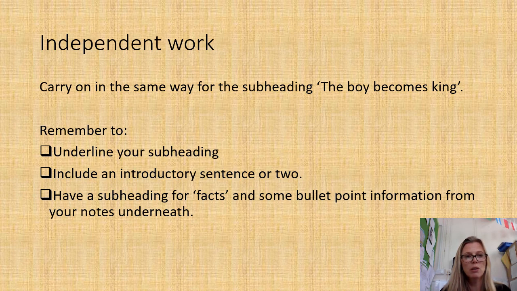So you must underline your subheading. That's really important to show that it's a subheading and make everything nice and neat. Include an introductory sentence or 2 about Tutankhamun at this age when he became king. So make sure it's not information about later on or earlier on, it's just about this bit when he's about 8 or 9 years old. And then I want you to have a subheading for facts and some bullet point information from your notes. You can just copy your notes and put them underneath. So 3 or 4 bullet points under that.